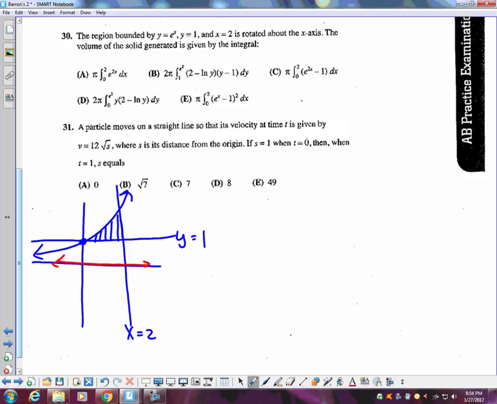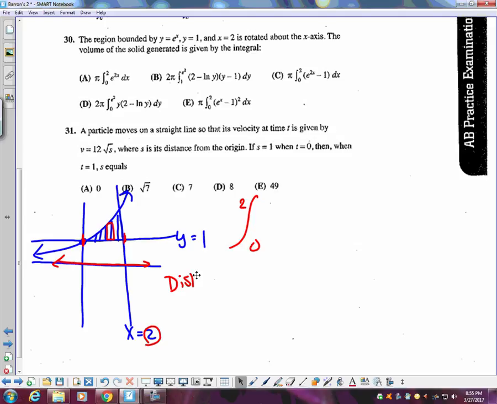Okay, again, I really like to do vertical slices. Looks like that's going to work. From here to here, that's super easy. From 0 to 2. And this is, let's see, perpendicular, so it's either a disc or a washer. Hold on. Okay, so it's either a disc or a washer.